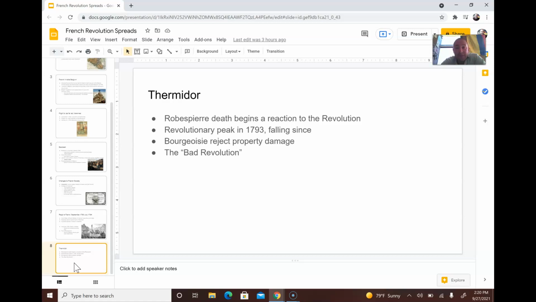The bourgeoisie, those rich landowners, lawyers, merchants, are rejecting the sort of bad revolution, the property damage that is occurring, and people are starting to look for reform. And that's where the Directory, the body that will ultimately bring Napoleon Bonaparte to power, comes about.